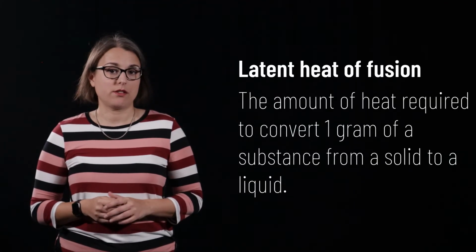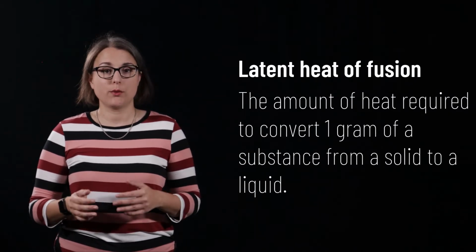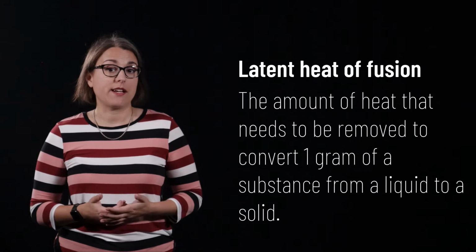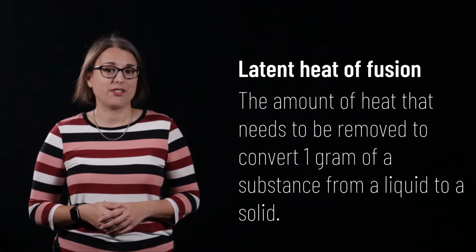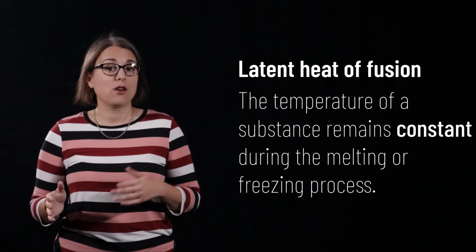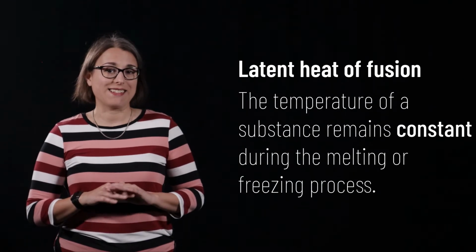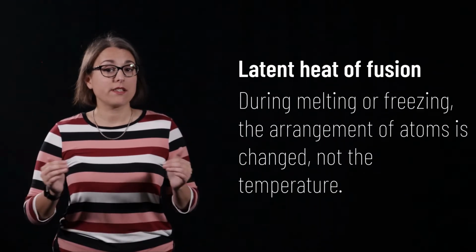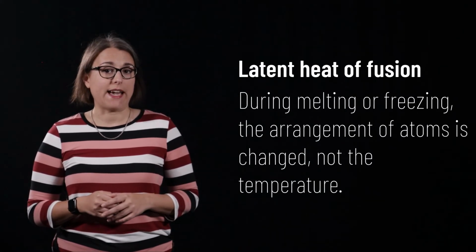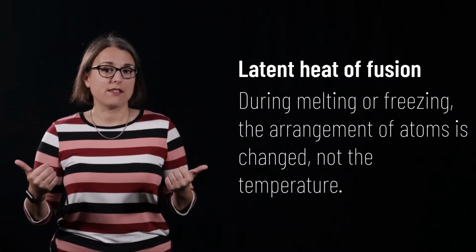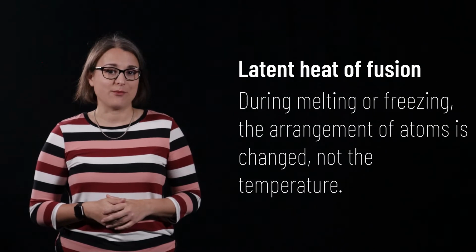Latent heat of fusion describes the amount of heat required to convert 1 gram of a substance from a solid to a liquid. Alternatively, it defines the amount of heat that must be removed from 1 gram of a substance to convert it from a liquid to a solid. During the melting or freezing process, the temperature of the substance remains constant. Any heat entering the solid does not increase the temperature. It changes the molecular arrangement of the atoms. Any heat leaving the liquid does not decrease the temperature. It changes the molecular arrangement of the atoms.